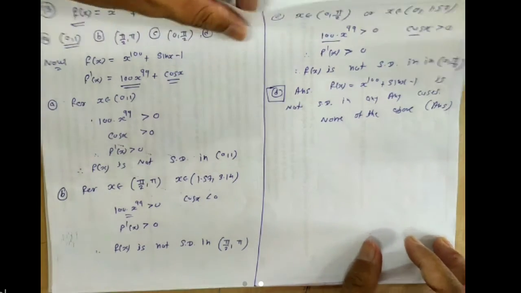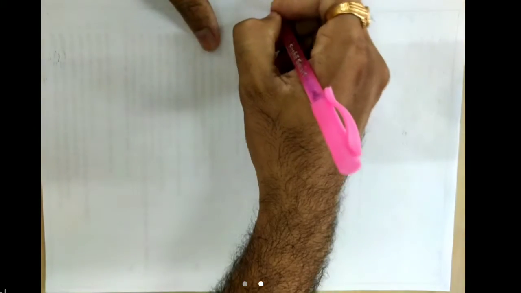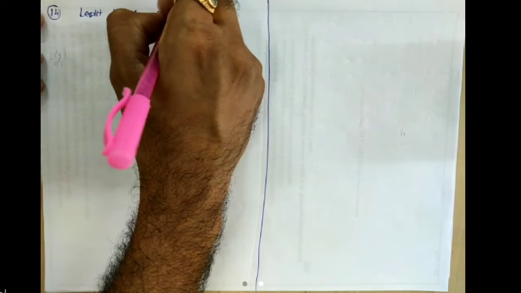Now next question number 14. Today we have to complete our exercise. So question number 14 is: find the least value of a. Find the least value of a, that is, the minimum value.